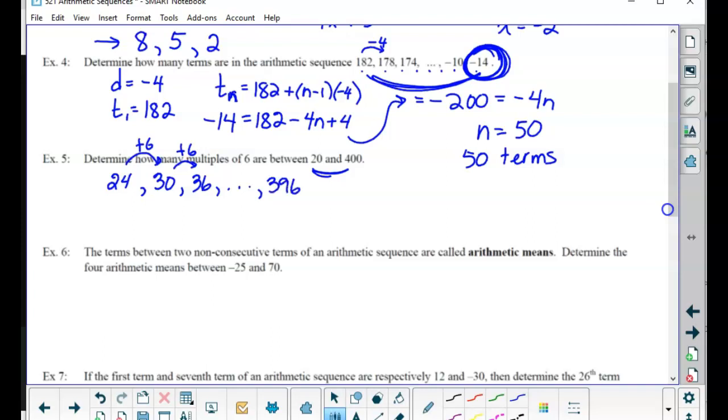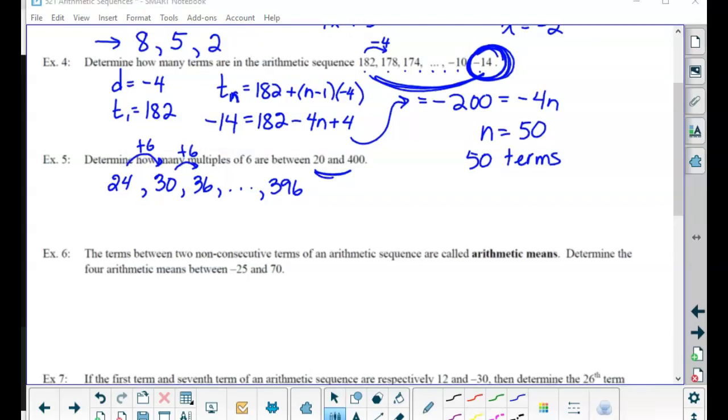Okay, so we have now just changed this. Now we want to know how many terms are in there, because those are all multiples of 6. So our first term is 24. First term is T1. So T1 is 24, D is 6. So Tn equals the first term plus n minus 1 times 6. And again, we're not asked for the simplified form of the general term. We're just going to use it.